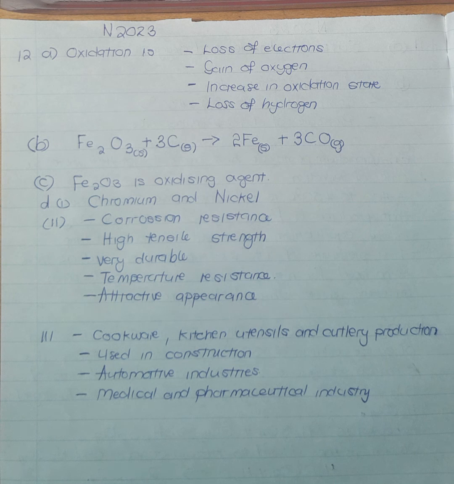And then on part 3, 2 uses of stainless steel are cookware, kitchen utensils, and cutlery production. They are used because of their hard wearing, corrosion resistance, and also it doesn't affect the flavor of food. It is used in the construction, automotive industries, medical and pharmaceutical industry.